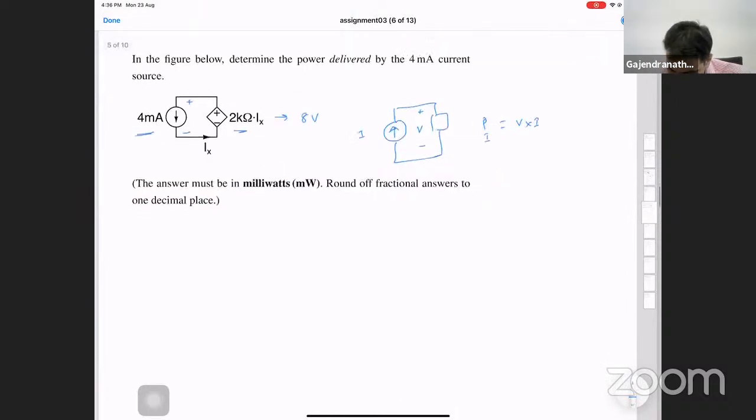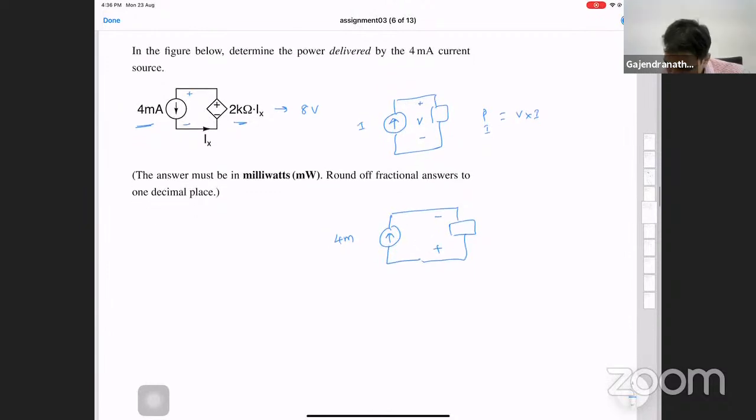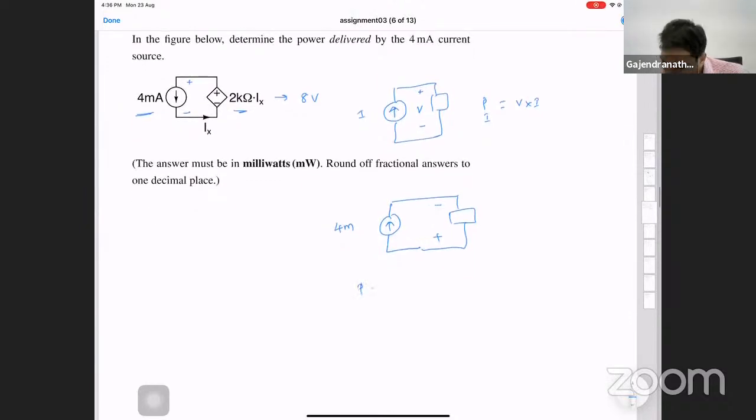Now in this case, if I rewrite this circuit like this, I get 4 milliamps and there is an element here. That element can be anything, but I know that the voltage across it is minus on this side and plus on that side. So it means the power delivered by this also is negative, which is minus 32 milliwatts.